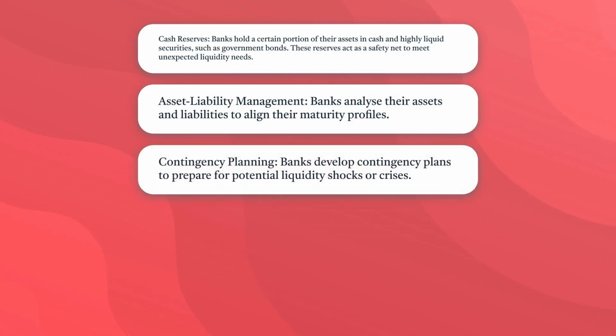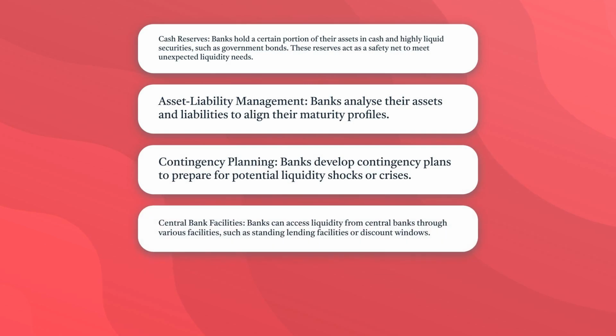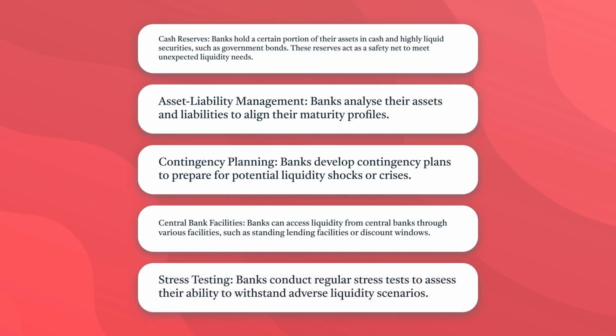Contingency planning. Banks develop contingency plans to prepare for potential liquidity shocks or crises. Central bank facilities. Banks can access liquidity from central banks through various facilities, such as standing lending facilities or discount windows. Stress testing. Banks conduct regular stress tests to assess their ability to withstand adverse liquidity scenarios.